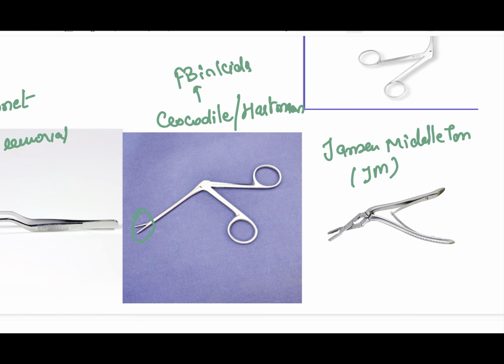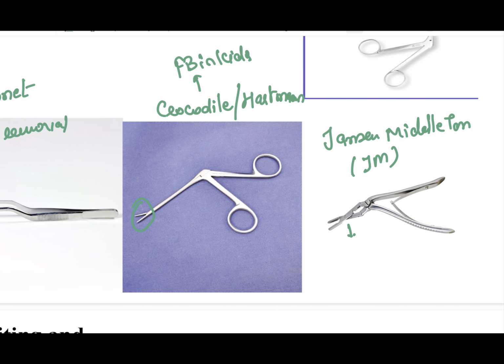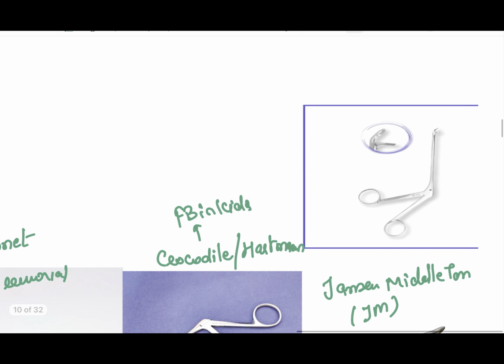forceps or JM forceps. This is used for cutting or removing any bone or cartilage, because of its ends, especially in nasal and sinus surgeries. Last one is called Blakesley forceps. This is used for endoscopic sinus surgeries for grasping or removing any tissues.